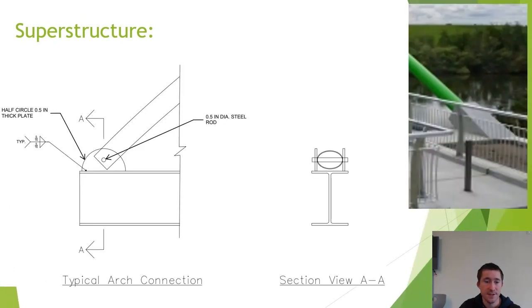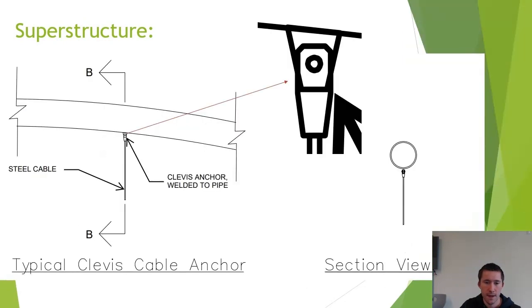The arch connection is still yet to be designed. The two current ideas are as shown in the drawing, with welded plates to the top edge girder, or as in the picture to the right, a more encompassing concrete block to transfer the compression load. The connection for the cables is outlined as a clevis type of anchor still, but this has not been checked.